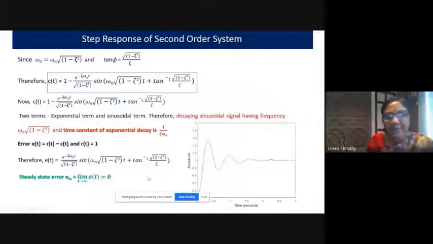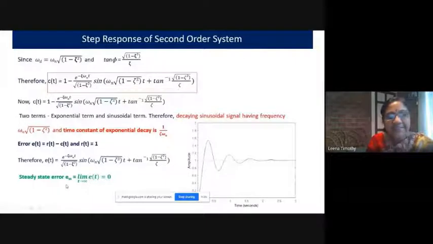And what about the error? Error is the difference between the desired output and the actual output. R of t is equal to 1. So here c of t is equal to this term, 1 minus this. So 1 will get cancelled and the error will be just this term.